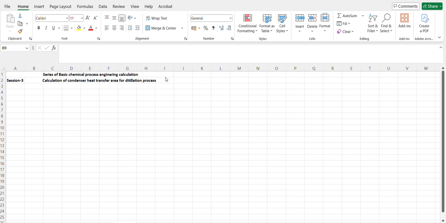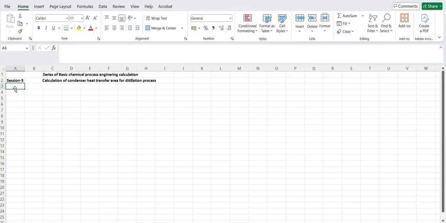Series of basic chemical process engineering calculations, session 3. In continuation to our series, in this session we will check how to calculate the required heat transfer area of the heat exchanger based on any distillation problem or distillation operation in a production plant.